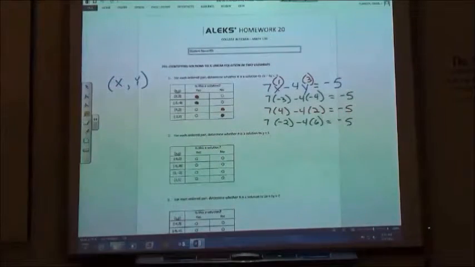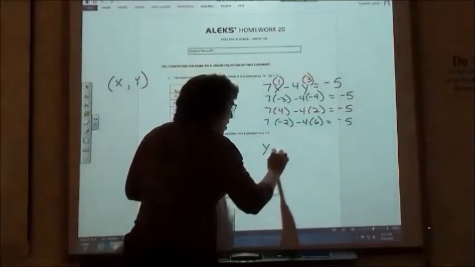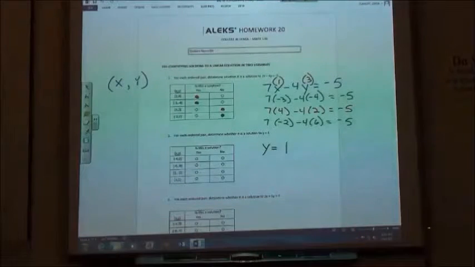Now, the next one looks a little different. Look at the equation. The equation says y equals 1. So on that equation, all I'm doing is looking at my ordered pairs and picking out which ordered pairs have a y value of 1. In your ordered pair, the second number is your y value, right? So if you look at all those ordered pairs, do you have any ordered pairs that have a y value of 1?